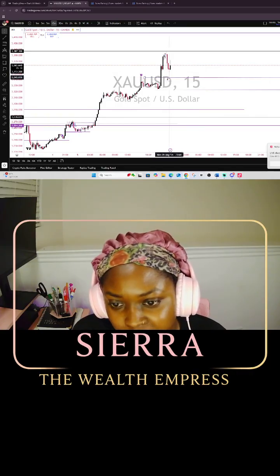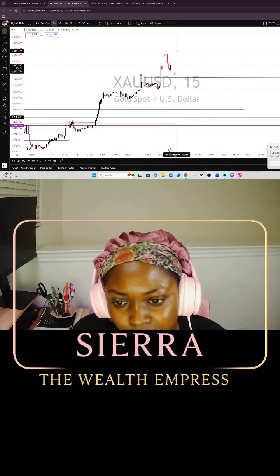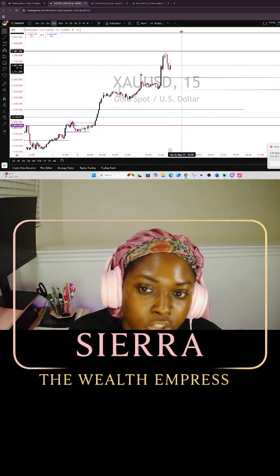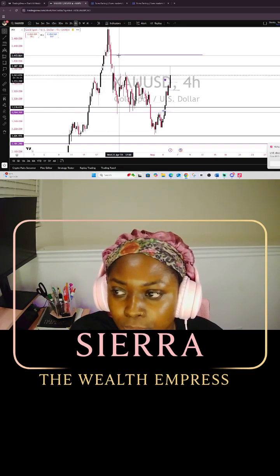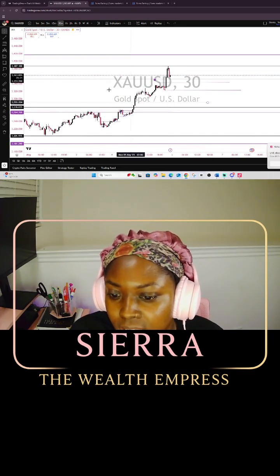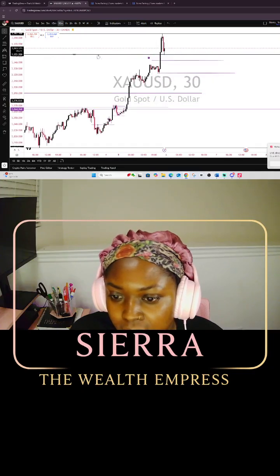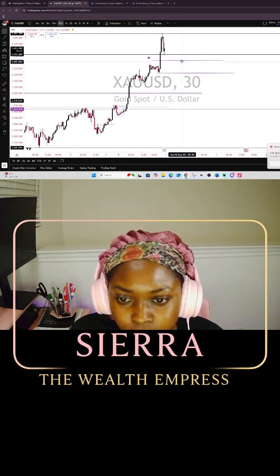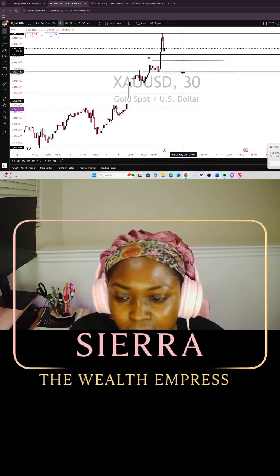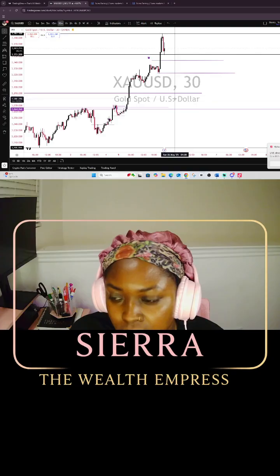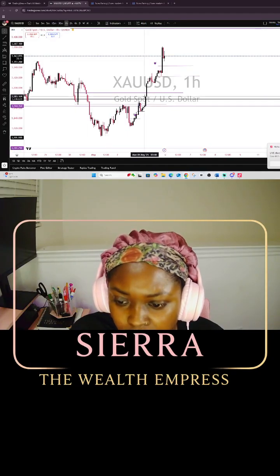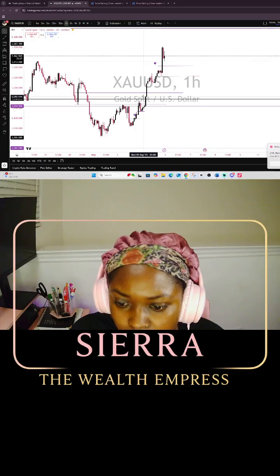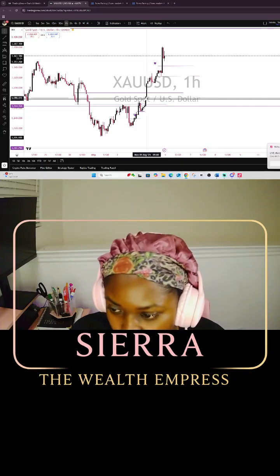Okay. If it rejects and then closes outside of our CRT range, that lets me know that it's trying to reach up for this 4-hour gap, right? And then if it doesn't and it comes inside and breaks this structure, then pulls back to this gap, then I'll take it down here to 50%. Okay. 50% of my weekly range, or possibly just this gap right here. Okay? Because the range is right here, so.